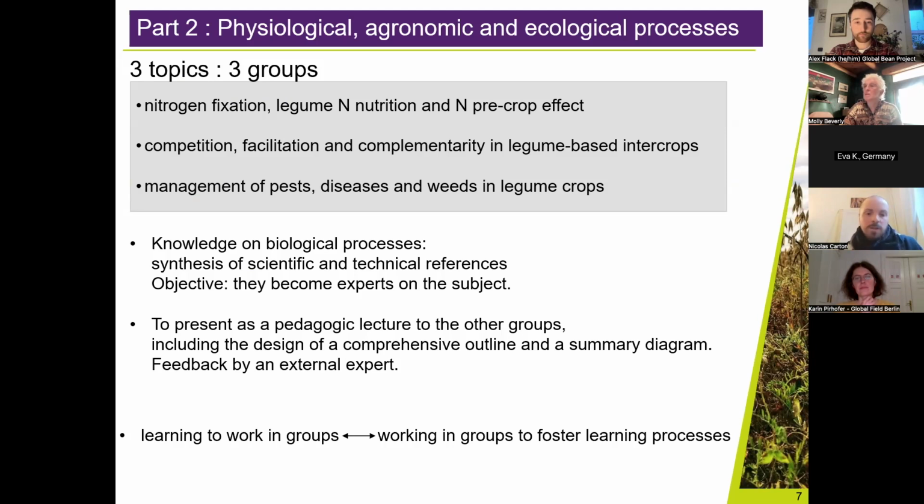And we see the group work as a 2-fold objective. So they have to learn how to work in groups, because they are going to become engineers, agronomists. They will have to have this capacity to work in groups. But also we saw group work as a way to foster the learning processes. So they could, for instance, read many more articles than if they would be alone, and then share the synthesis of the articles and build the course together. And that worked quite well.